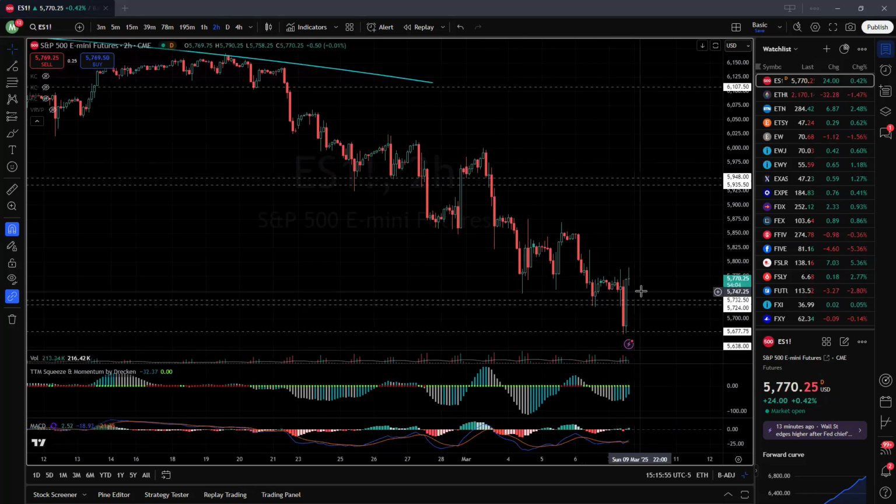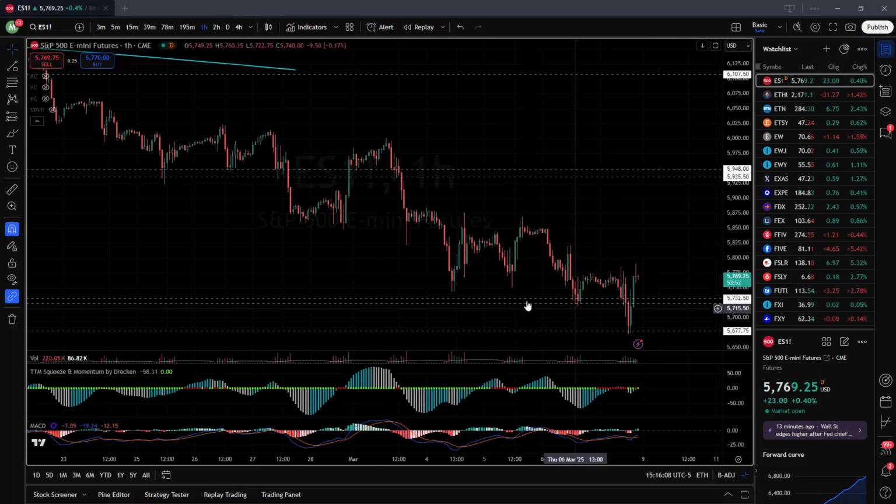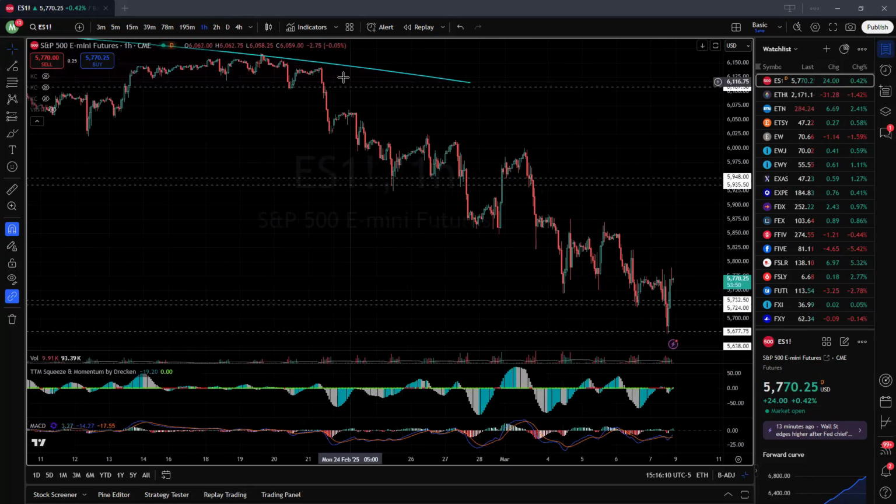We are not really making any significant higher lows, and that's what I'm looking for as a first sign that we are probably going to turn. There's nothing here on the 2-hour chart. Go on the 1-hour chart, very similar. It's not going to change a whole lot. I don't think there's anything that will tell us that we're starting to turn here.